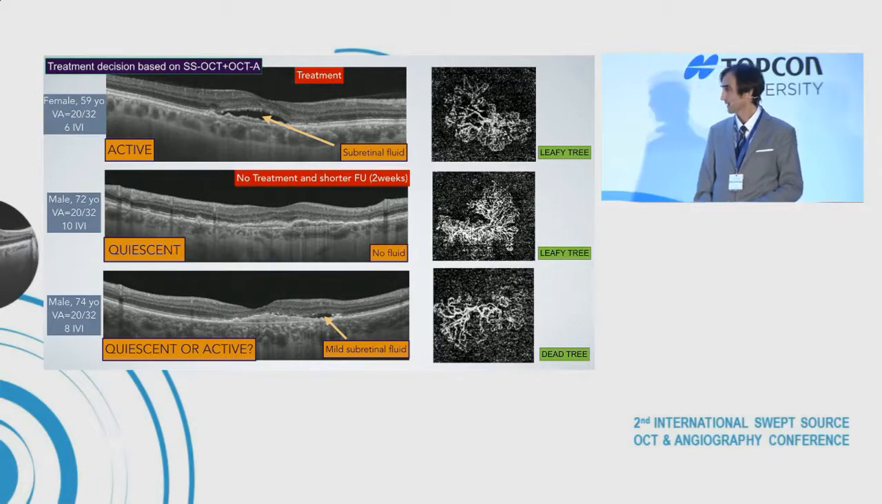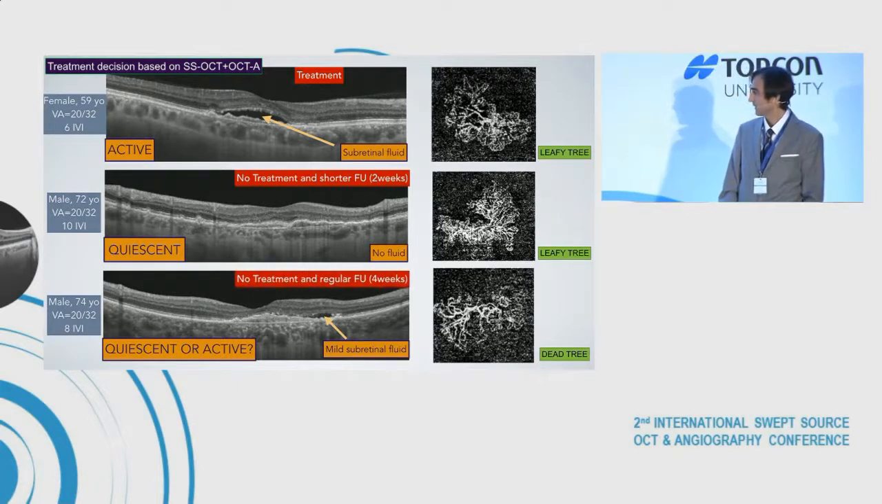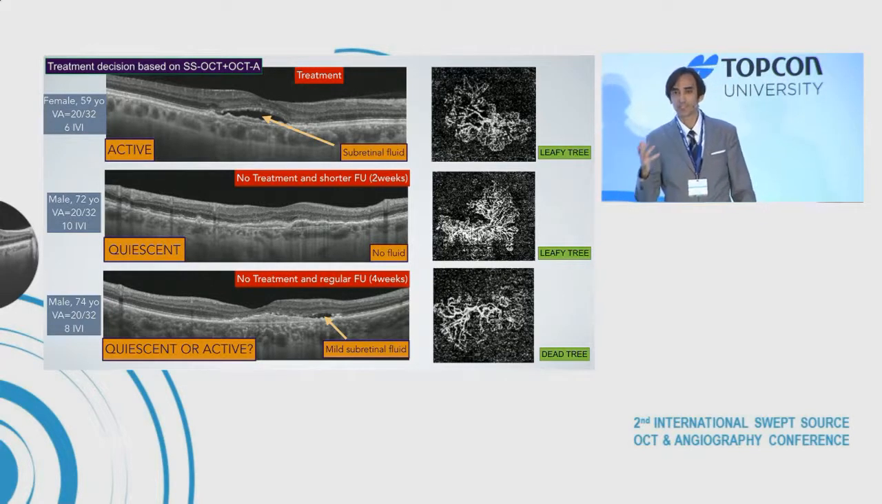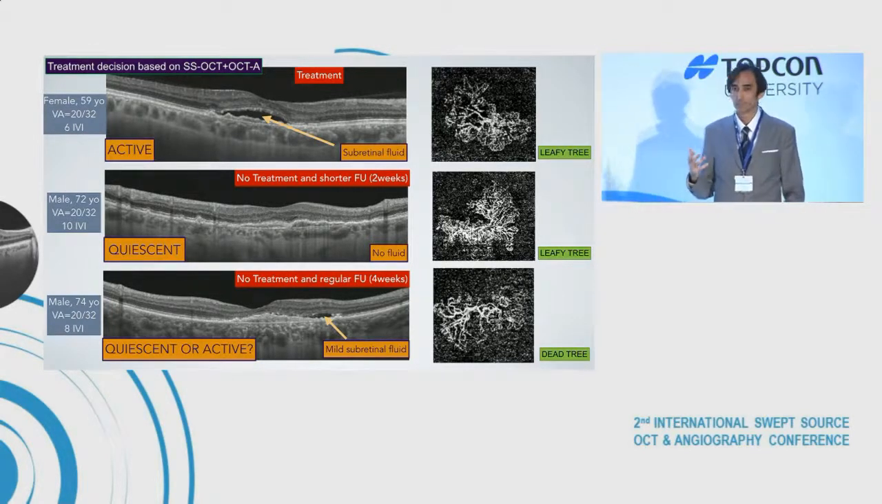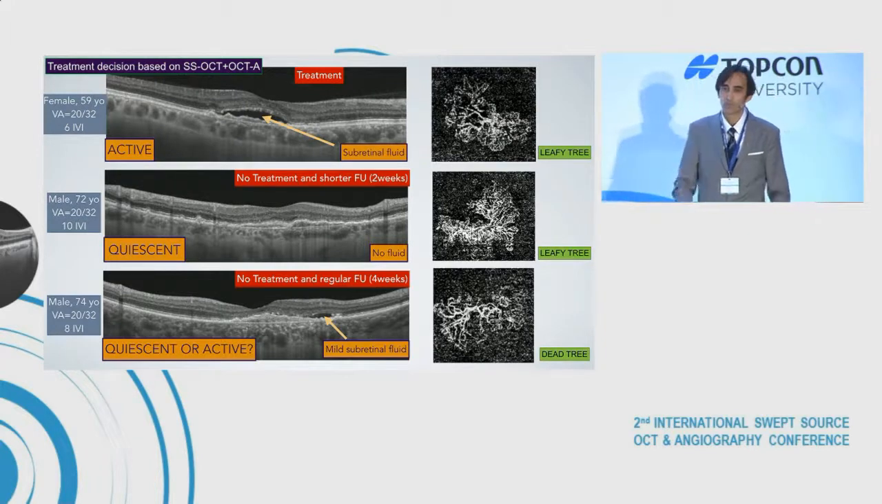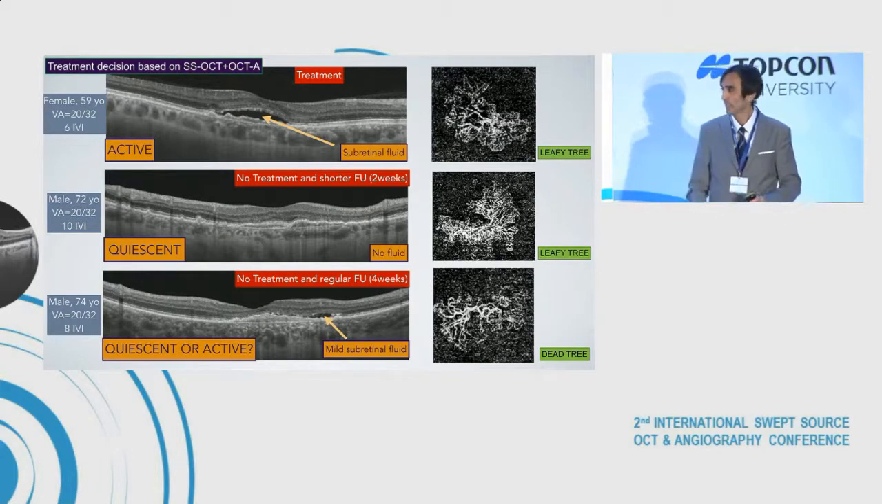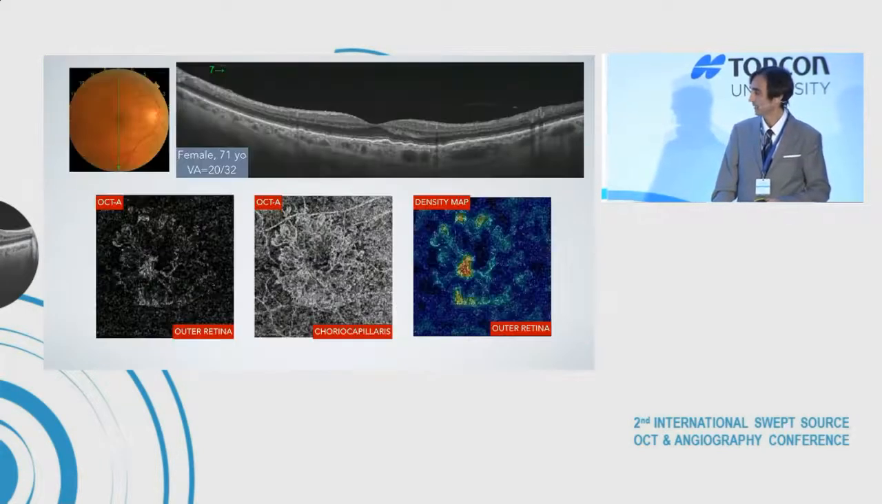And in the third case, we have this mild subretinal fluid, but it's a clear dead tree. Then perhaps it's not a very risky lesion. No treatment is advisable at this moment, and regular follow-up could be recommended. Then you can see that with the additional information provided by the OCT angiography, we can change our mind when we try to decide whether or not to treat some patients.